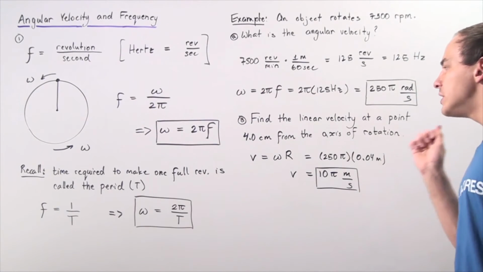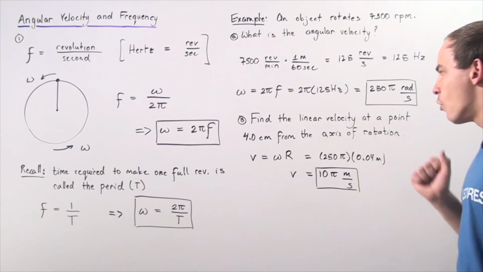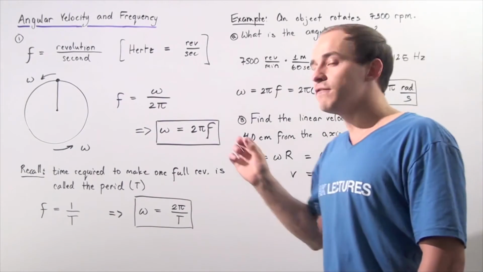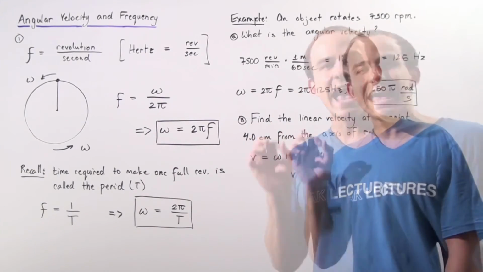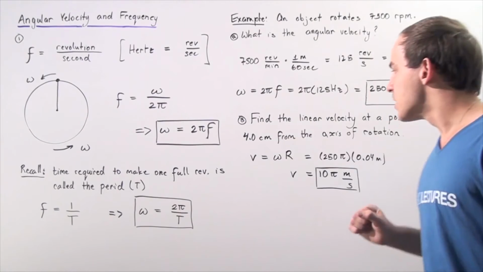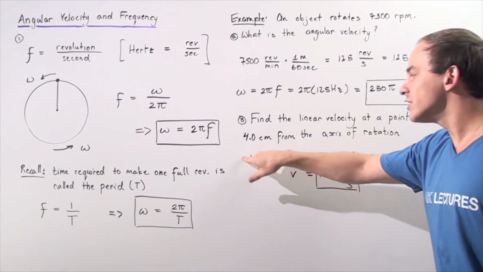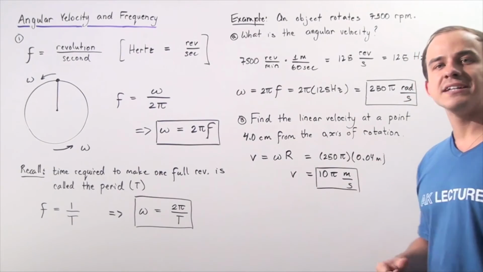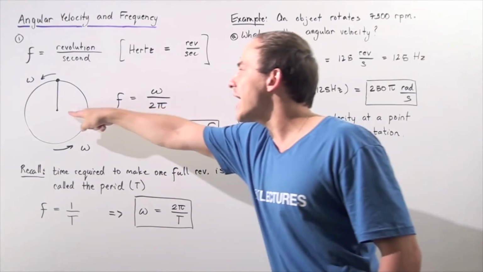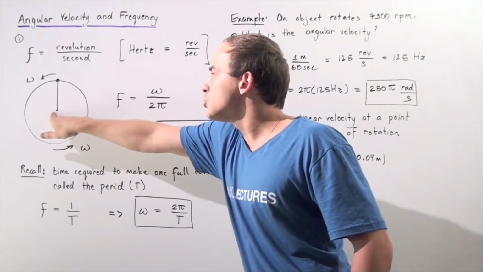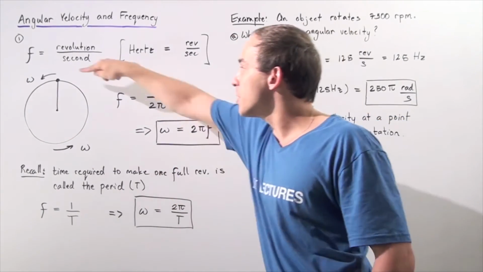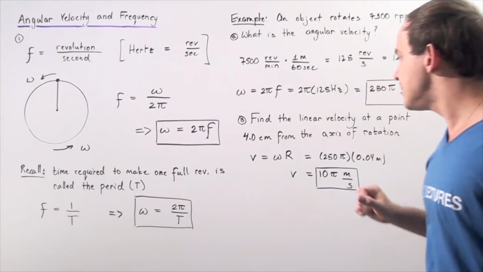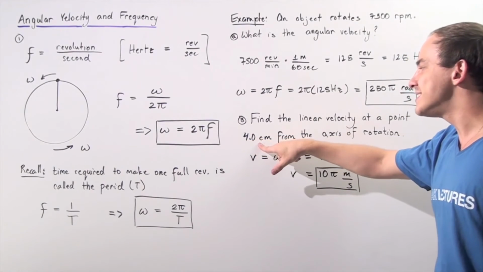Now, in part B, we want to use another formula that relates the linear velocity and the angular velocity. So recall that our linear velocity is equal to our angular velocity multiplied by the radius from the point to the axis of rotation. So the distance from the point to the axis of rotation is 4 centimeters.